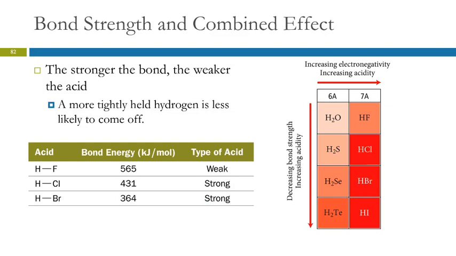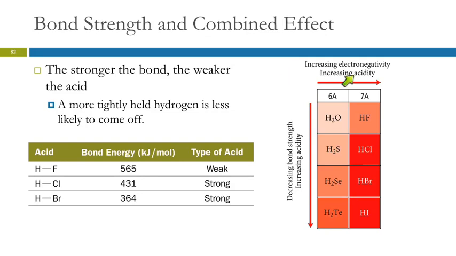I don't know if it bothers you, it bothers me that in this halogen family here, HCl, HBr, HI, those are strong acids. Why not HF? Because the bond there is too strong, and so it's not going to ionize completely. So we see a trend. There's a combined effect here.